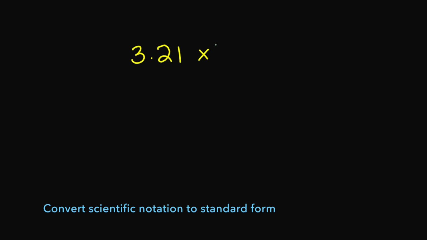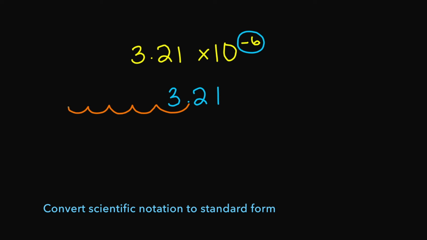3.21 times 10 to the negative 6th power. Since my exponent here is negative, I know I need to move 6 decimal places to the left. So we have our 3.21, and to the left we're going to get 1, 2, 3, 4, 5, 6. It puts us right here. I'm going to go ahead and fill in my spaces here with zeros. So we have a 0 here, here, here, here, and here. So your standard form is going to be 0.0000321.